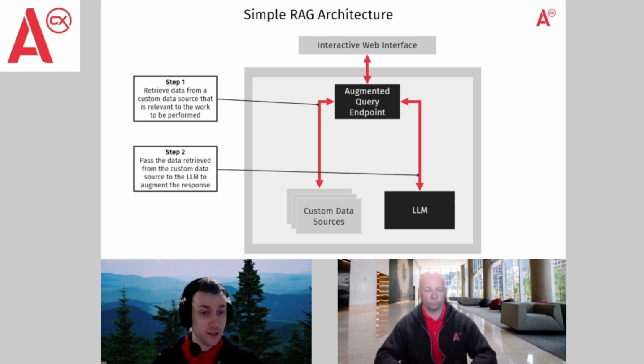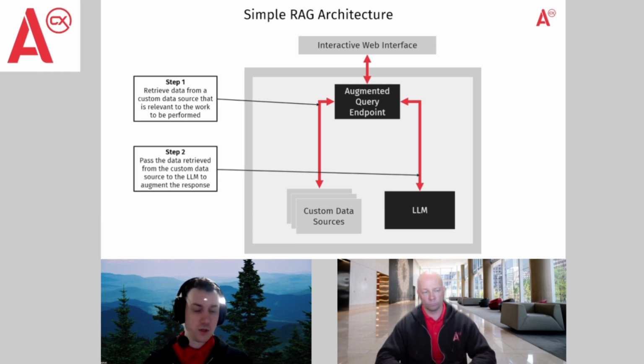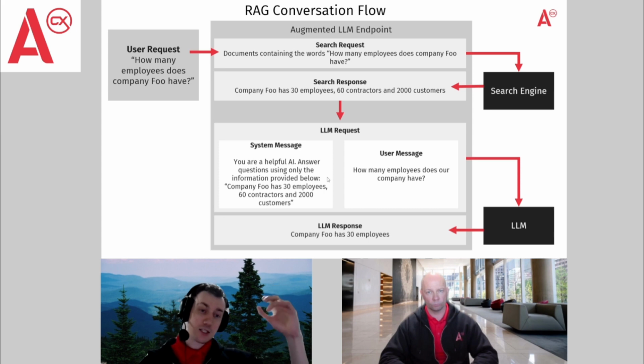We then retrieve from this data source any data we think will be helpful to the LLM for answering the query. We take that data and we provide it with the query to the LLM. So our querying becomes this two-step process where we provide your custom data to the LLM and instruct the LLM to respond using that data.